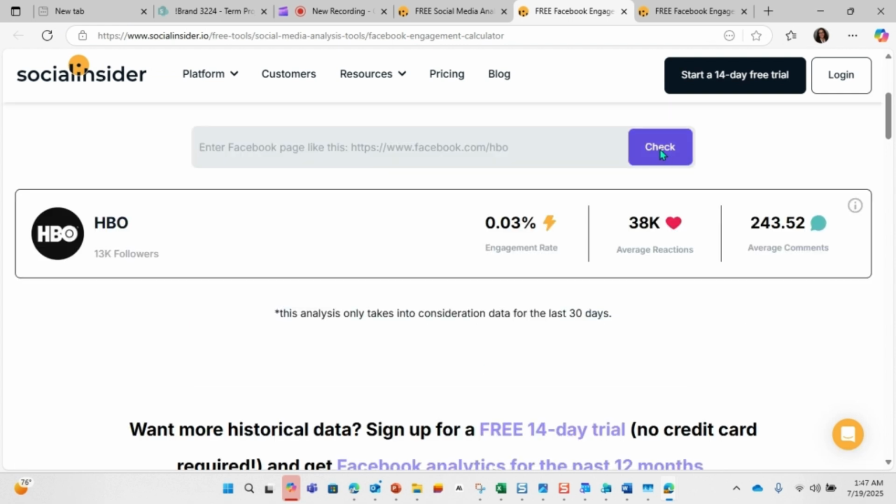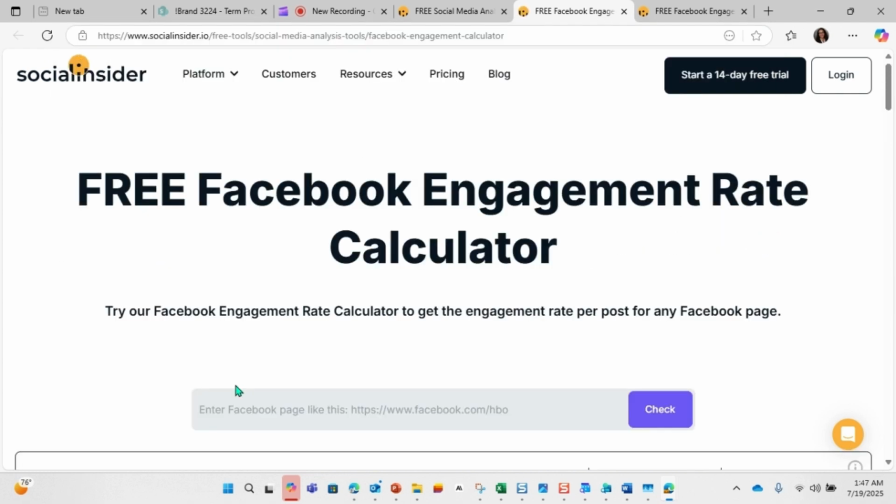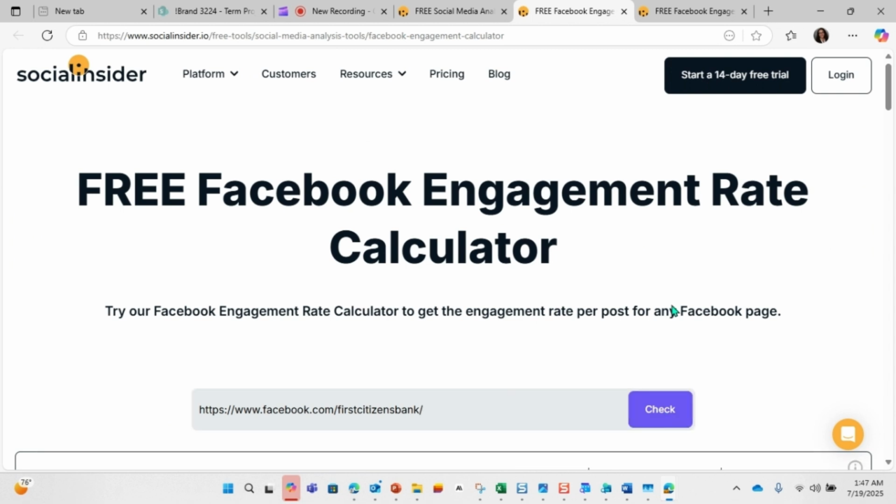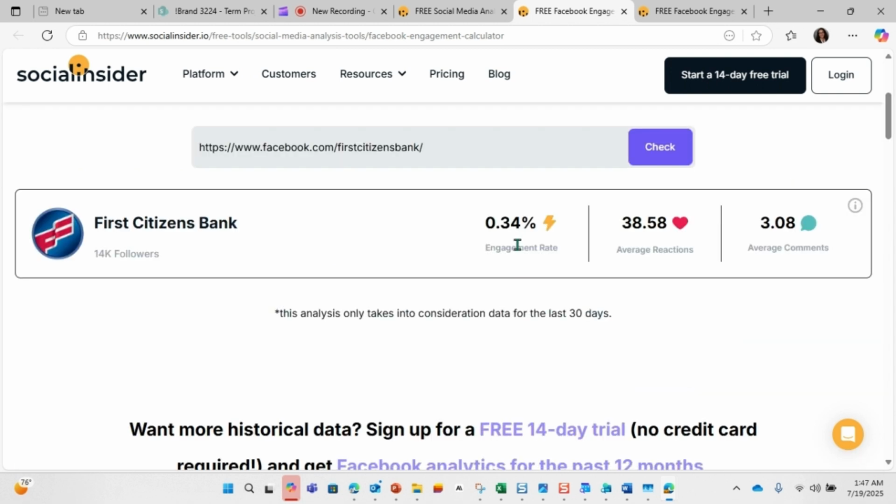And I'm checking it. Try one more time. There it is. So they have a 0.34% engagement rate, and they have average reactions of 38 likes, and comments are 3. And this is over the last 30 days.